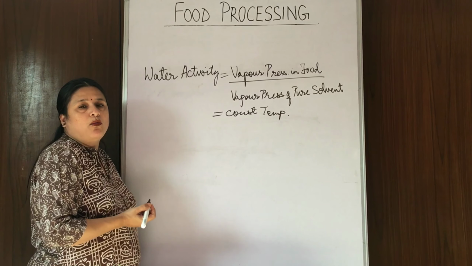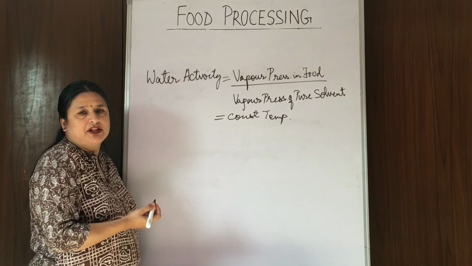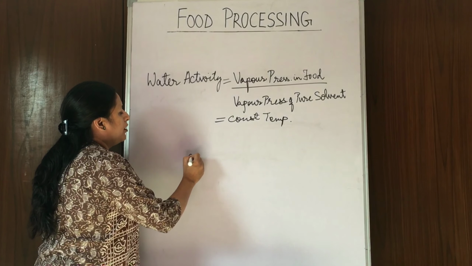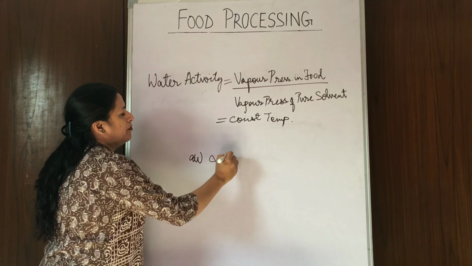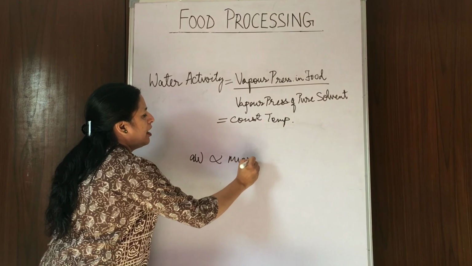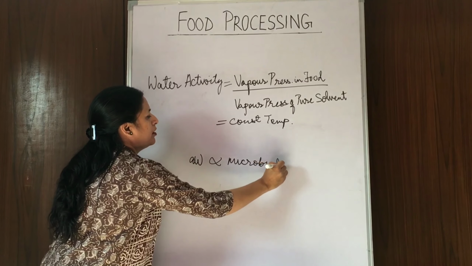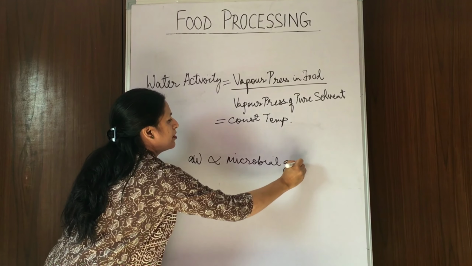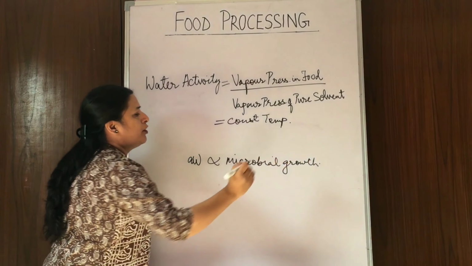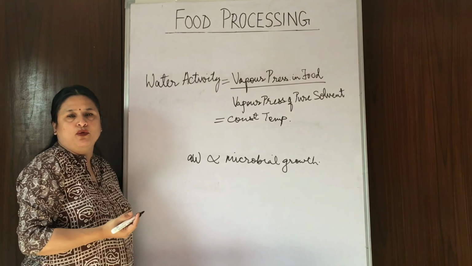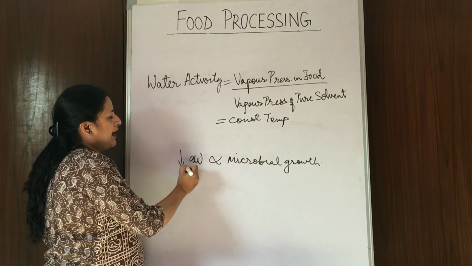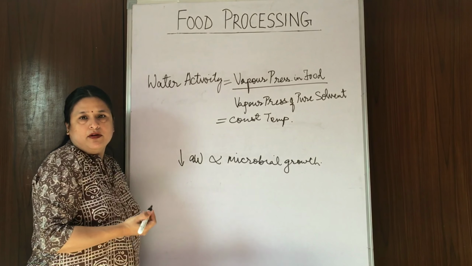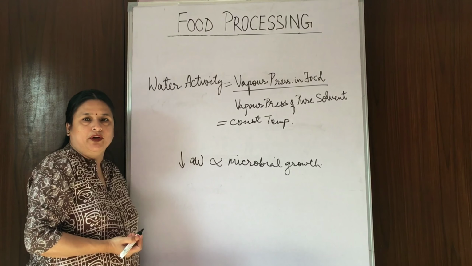So let us see now what is the relation between water activity and microbial growth. Water activity is directly proportional to microbial growth. Higher the water activity, higher the microbial growth. So in order to reduce the microbial growth in the food or to increase the shelf life, we need to decrease the water activity in order to stop the microbial growth in the food.